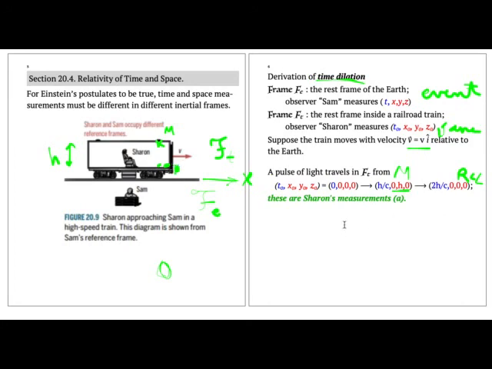So we can say the change in time for the coordinates of the train, the time coordinate of the train, will be 2h divided by c.